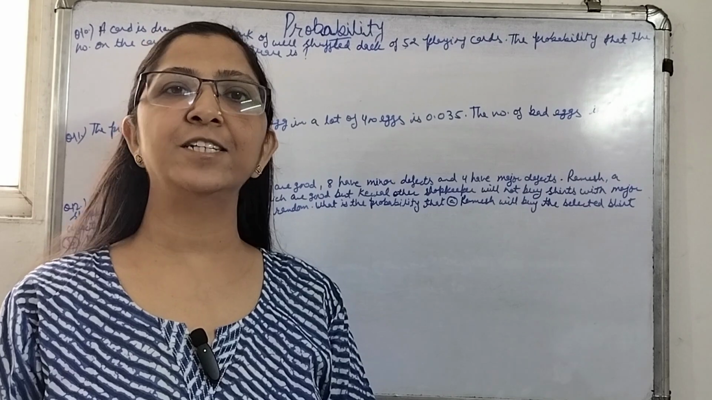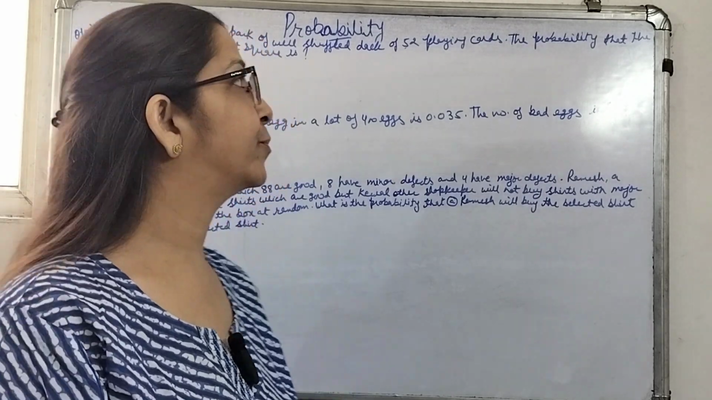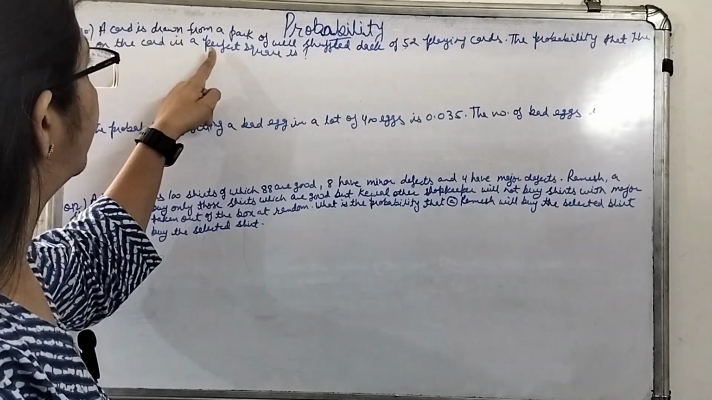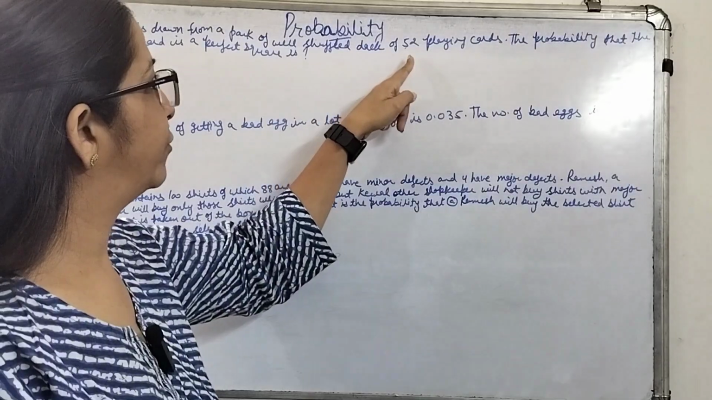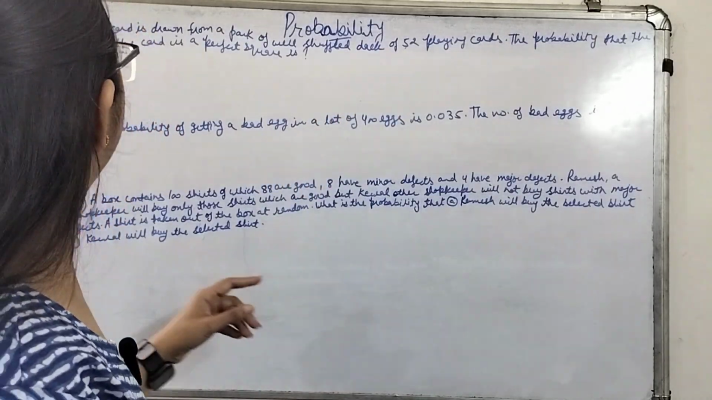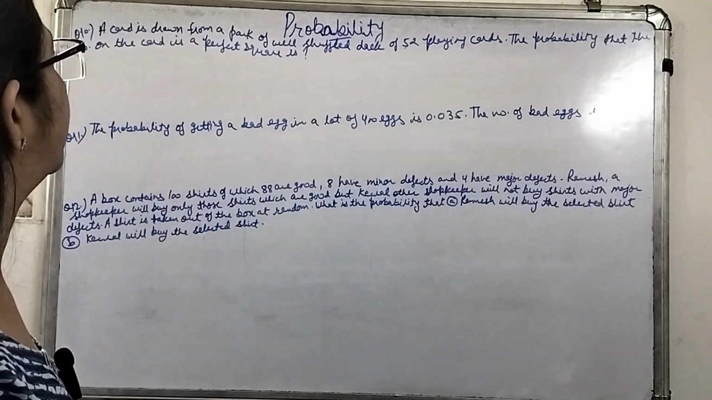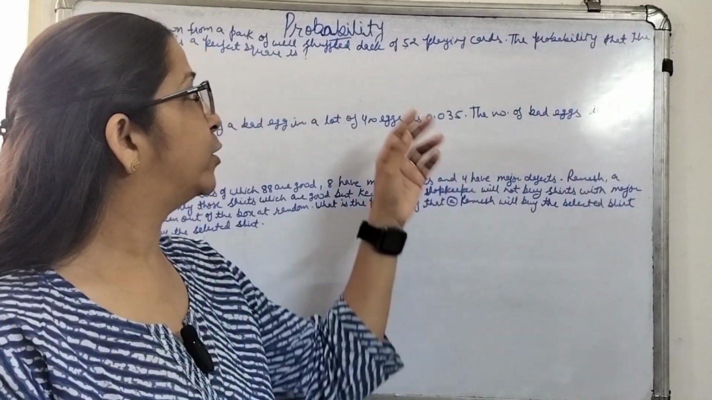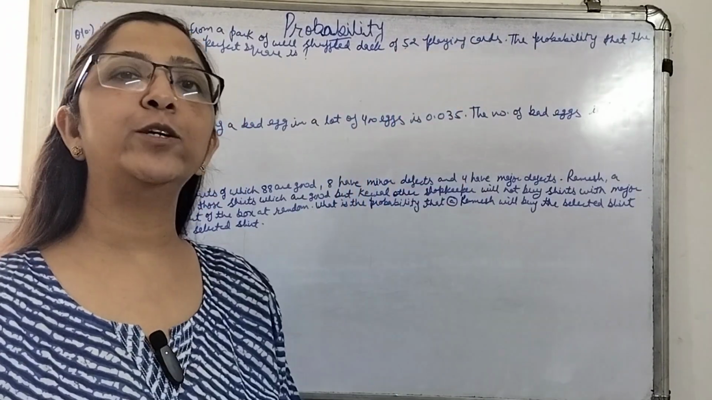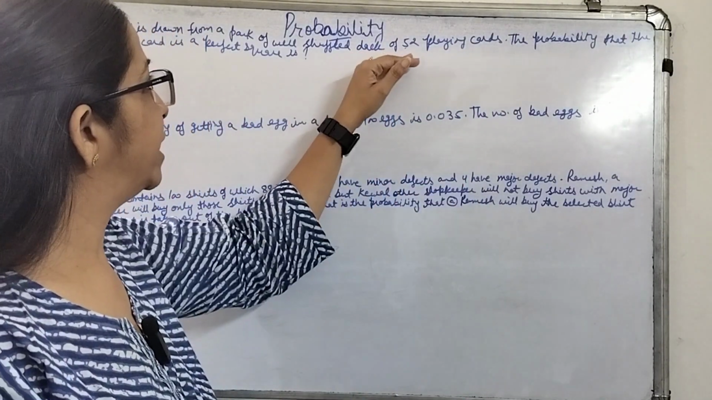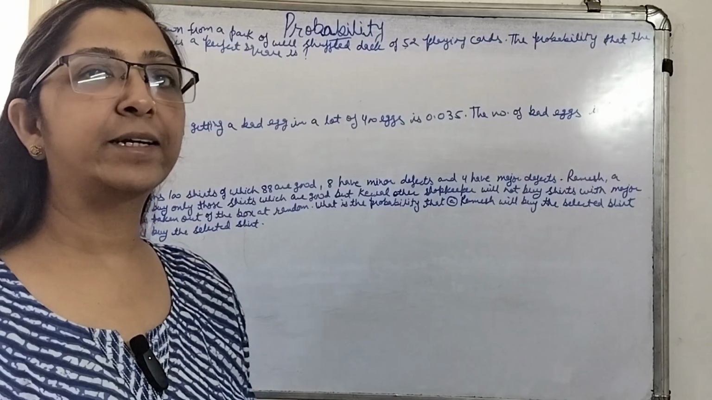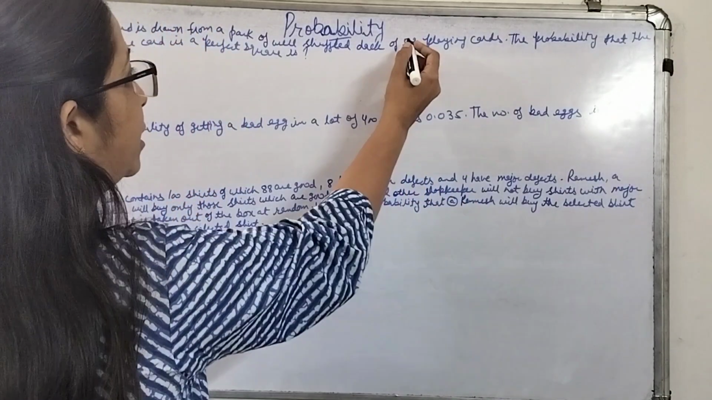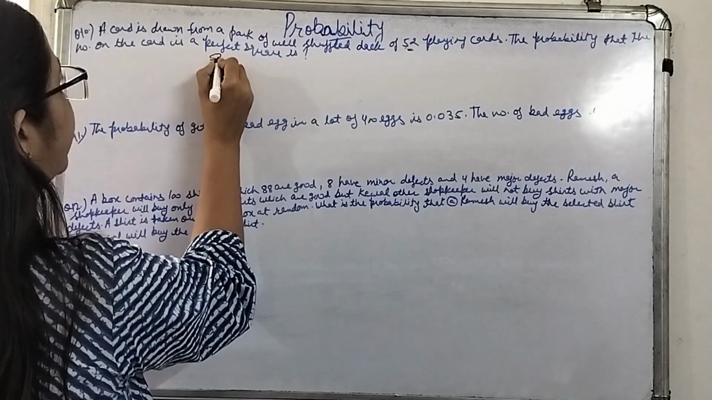Now let's see the last three questions from the chapter. A card is drawn from a well-shuffled pack of 52 playing cards. The probability that the number on the card is a perfect square is. So we know that in playing cards, a total of 52 cards are there, and out of these 52, we are selecting any one card. That means total possible outcomes will be 52.